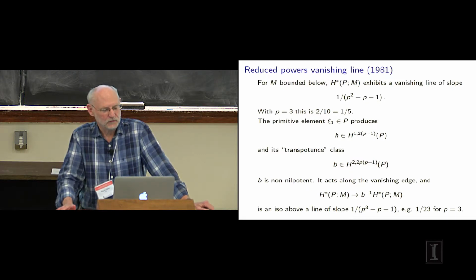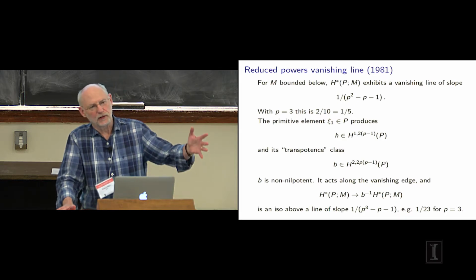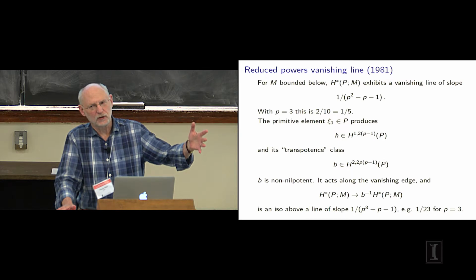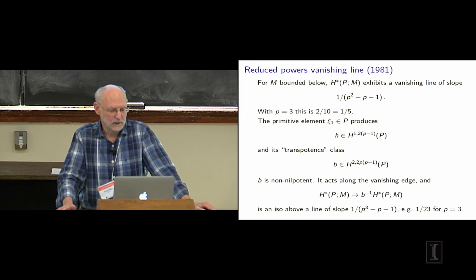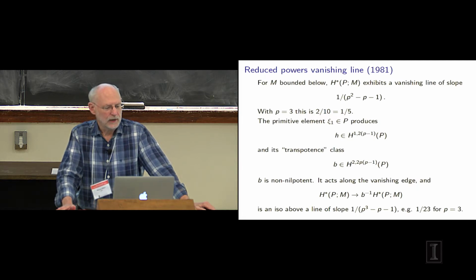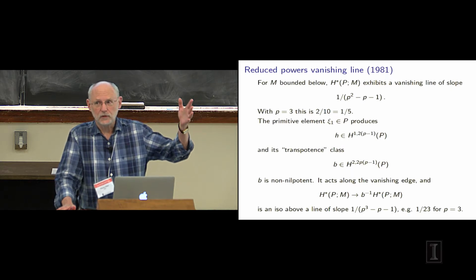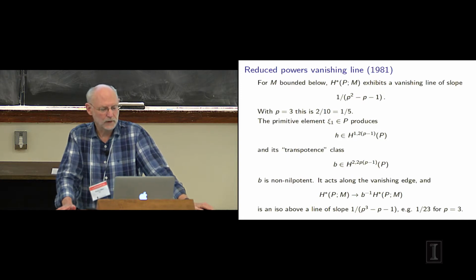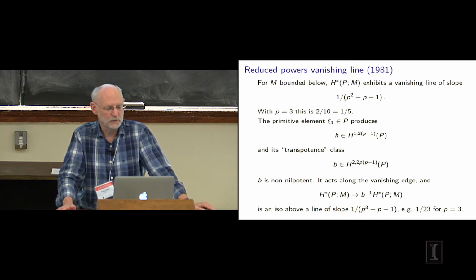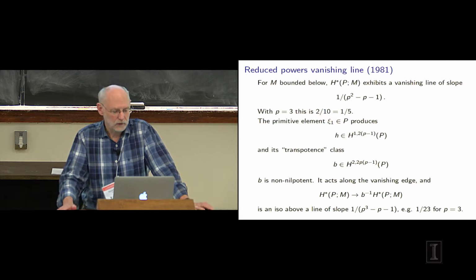So this vanishing line is the analog for the reduced powers of the vertical vanishing line over the Steenrod algebra that we were talking about before. This vanishing line is valid for any bounded below comodule. And there's an operator that acts along that vanishing line, which is analogous to the V0 operator that we started off talking about, acting along that universal vanishing line. It's generated by the bottom dimensional primitive element in the dual reduced powers. That produces an element in H^1 called h.